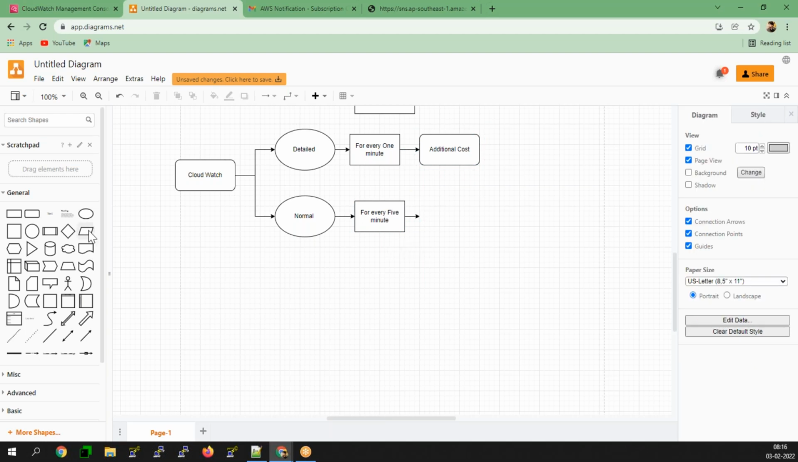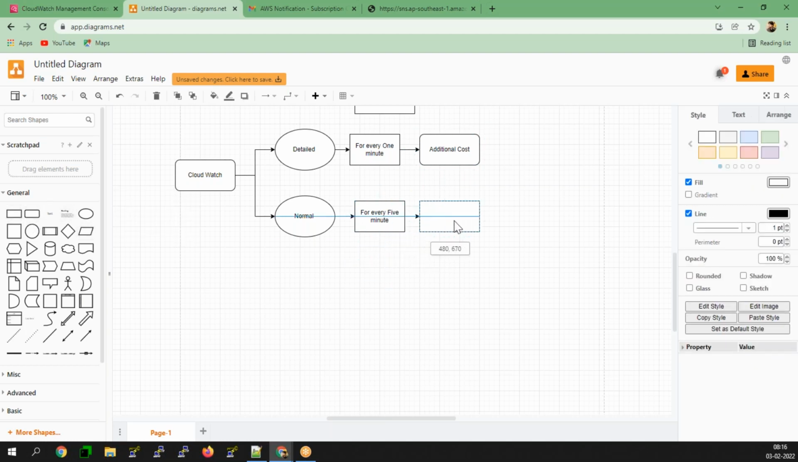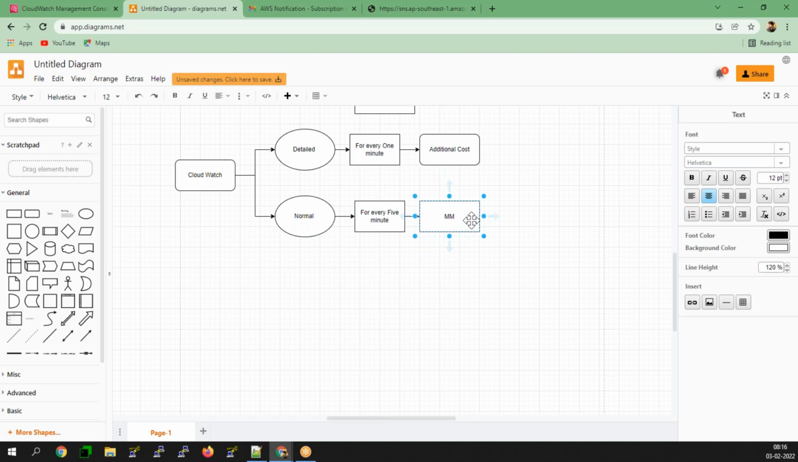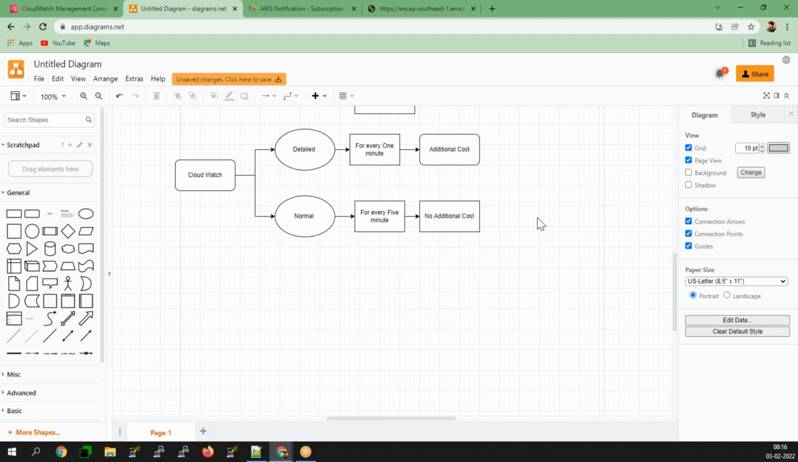This will not charge you any additional cost. No additional cost. These are the two things. In CloudWatch, detailed monitoring gives you a data point for every 1 minute, and normal monitoring for every 5 minutes. Am I clear on this? Any questions, any doubts? Good.